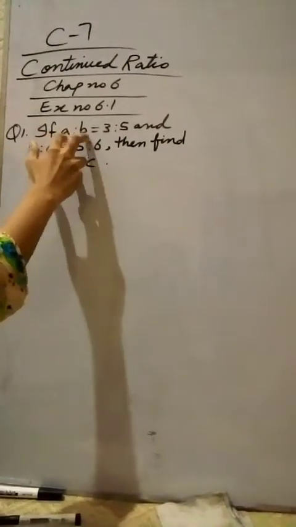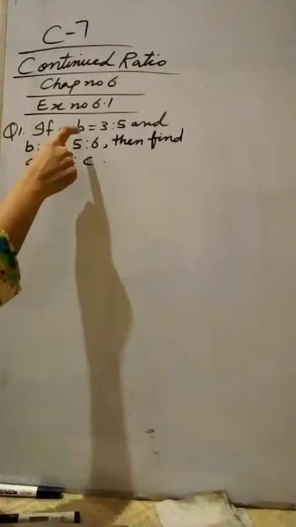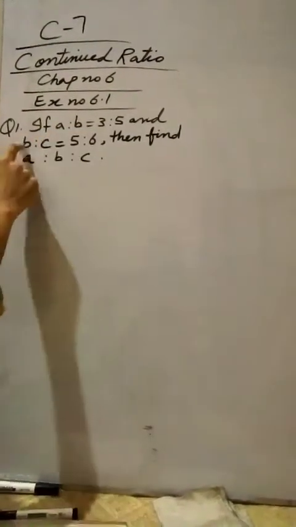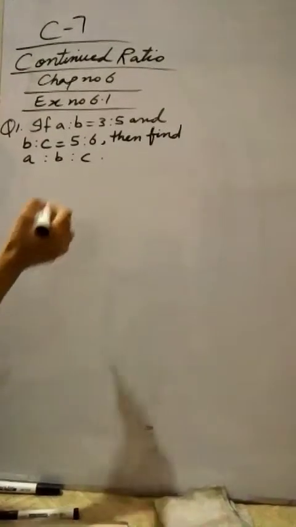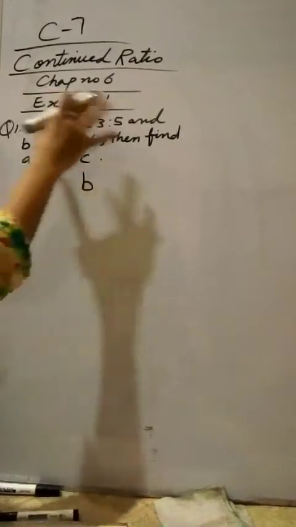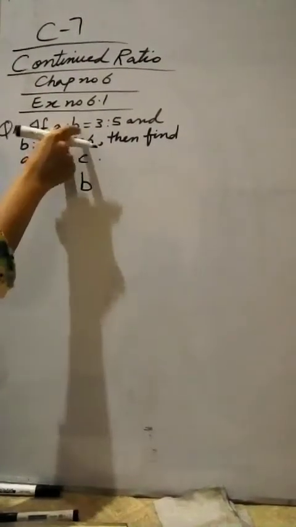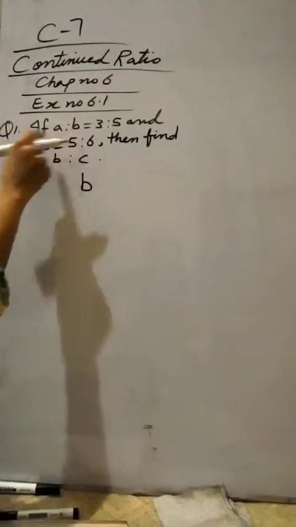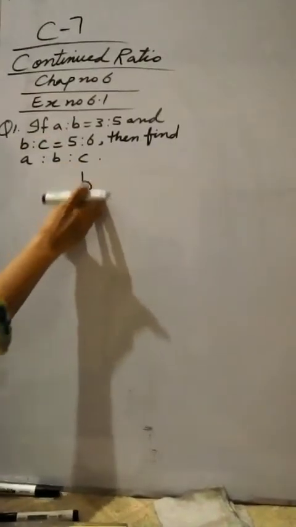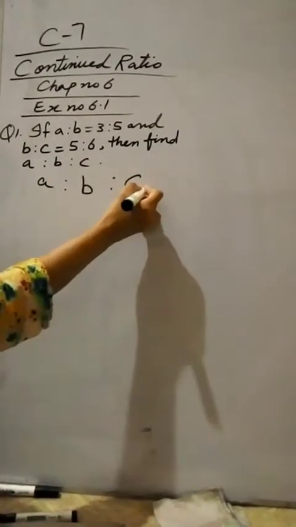First of all, we have to see our values AB and BC. What is common? B is common. So always write the common value in the center. First step to solve the question is AB and BC. Always see which is common. Common is B. So always write the common value in the center, then A and C.